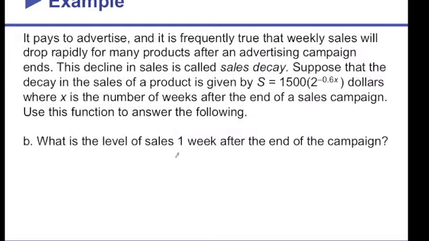Same thing. What is the level of sales 1 week after the end of the campaign? Well, in this case, x will equal 1. So S equals 1,500 times 2 to the negative 0.6 times 1. And when we calculate that, we find that the sales are already at $989.63. So one week ago they were 1,500, now they're less than 1,000.